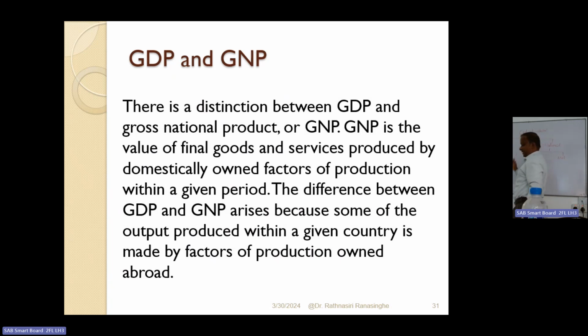So how do we convert gross into net? We make a provision for depreciation. From the gross output we deduct depreciation and we get the net output. Gross minus depreciation is net. So from gross national output you can calculate net national output, and from gross domestic output, net domestic output. Those are different concepts.